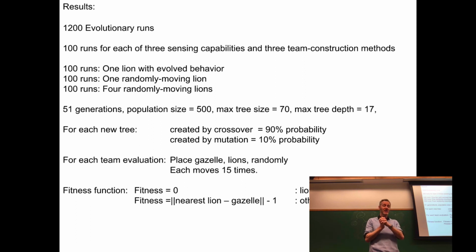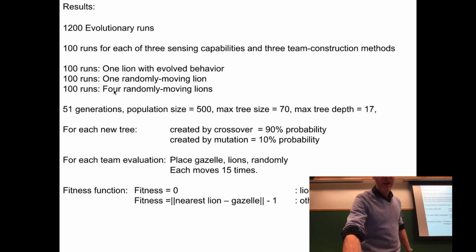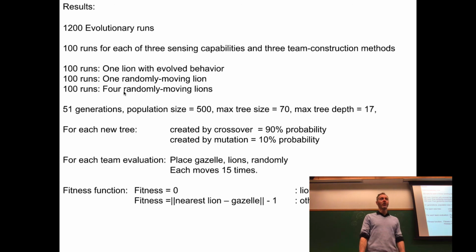And then we're going to do an additional 300 runs. 100 runs with one evolved lion, 100 runs with 1 randomly moving lion. So there's really no evolution here. It's just random search. And then a final set of 100 runs with 4 randomly moving lions. So we have 12 slightly different experiments we're going to look at, and we're going to try and look at which ones produced better lions and why.